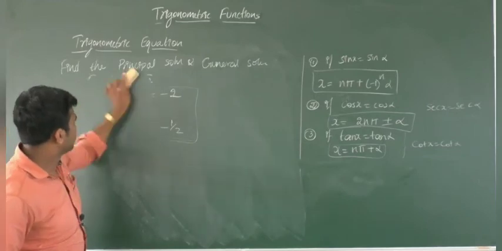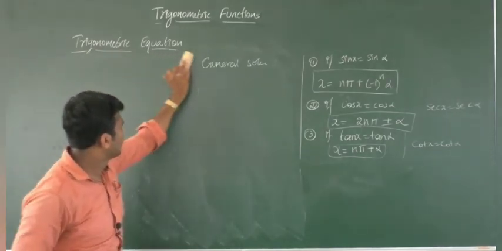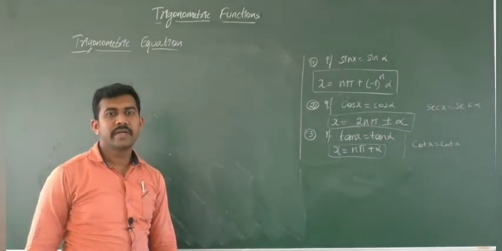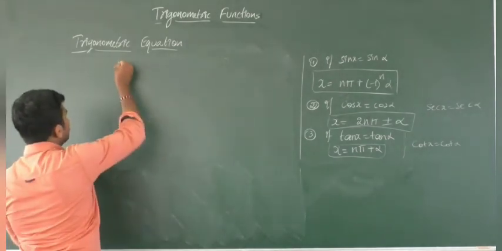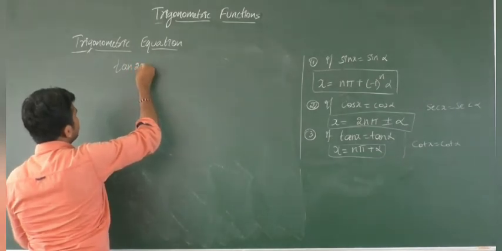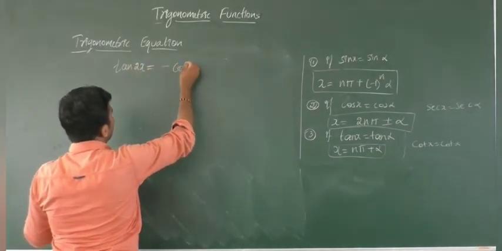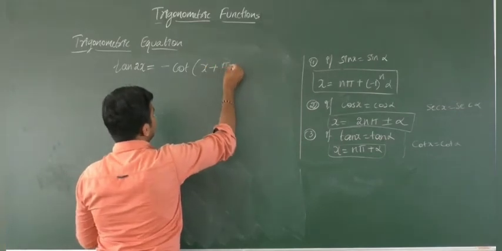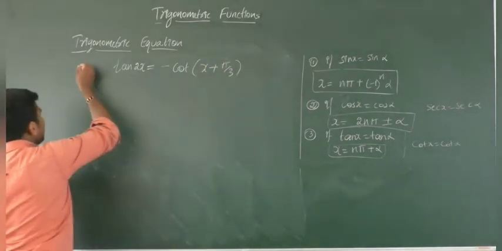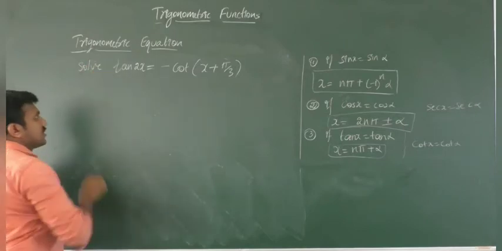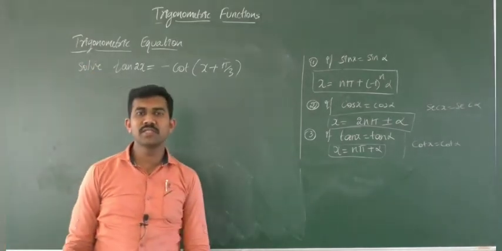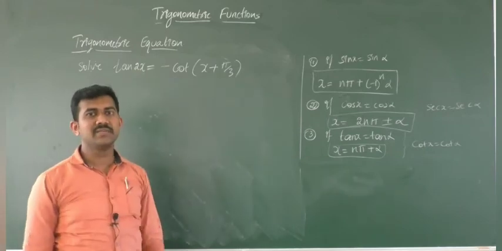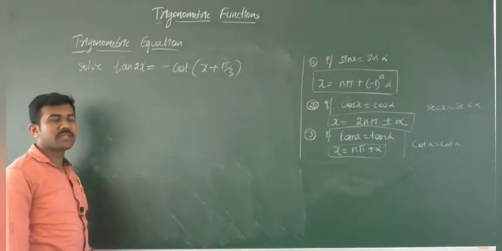Okay, see here the given tan 2x is equal to minus cot x plus pi by 3. So solve this equation. Solve means we need to find the solution. We need to find x value in general. So general solution we need to find.